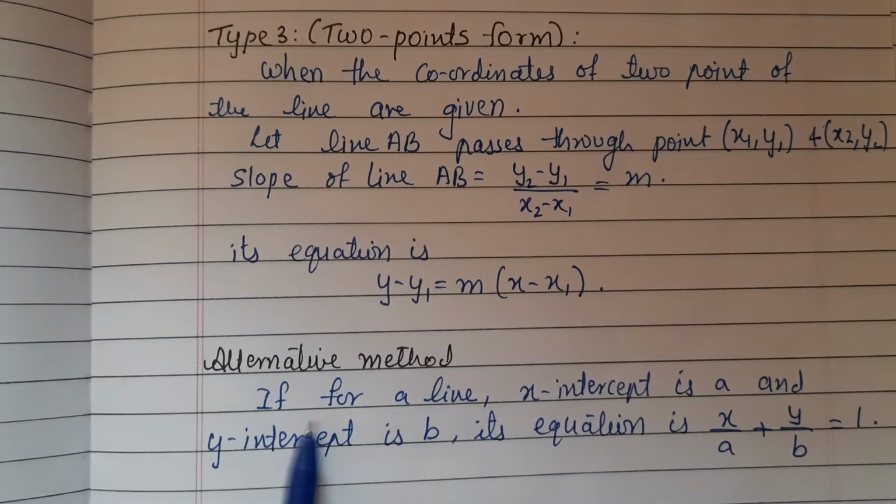Alternative method. If for a line the x-intercept is a and the y-intercept is b, then its equation is x upon a plus y upon b equal to 1.